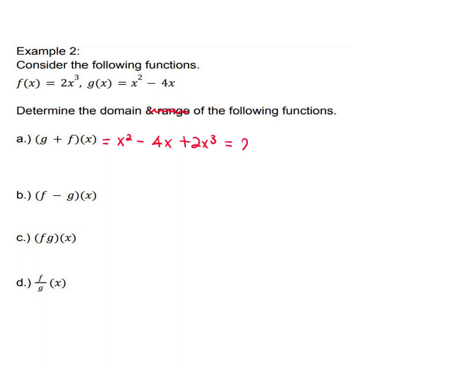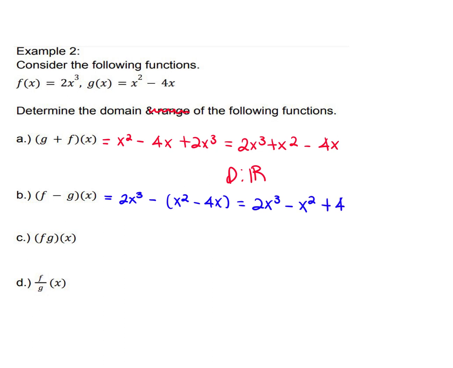And usually you want to just have the term with the highest power in front. So I'm going to rewrite this as 2x cubed plus x squared minus 4x. So the domain here is all real numbers. Now we have f minus g of x. So that's going to be 2x cubed minus x squared minus 4x. So this is 2x cubed minus x squared plus 4x. And the domain here again is all real numbers.